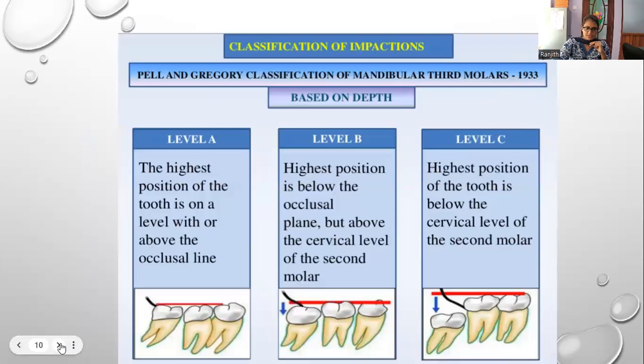You have another classification which is put forward by Pell and Gregory, which is based on the depth. So based on the depth, this has been classified as position A, B, and C. Position A is where the highest position of the tooth is at the level or above the occlusal line. Level B is where the highest position of the tooth is below the occlusal plane but above the cervical level of the second molar. And position C is where the highest position of the tooth is below the cervical level. So from this itself, we can understand that level C is considerably more difficult for removal when compared to level A, where the tooth is at the occlusal level.